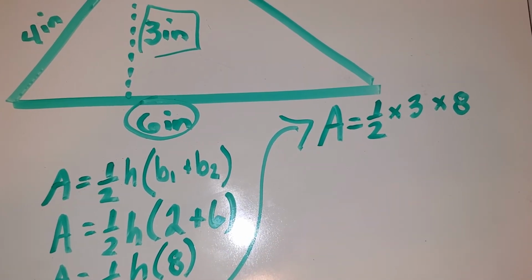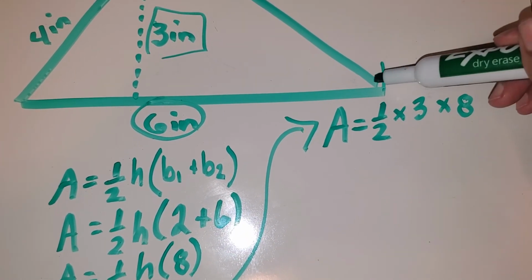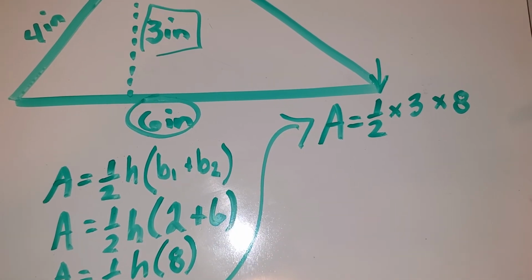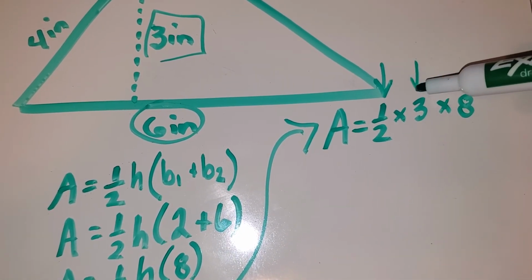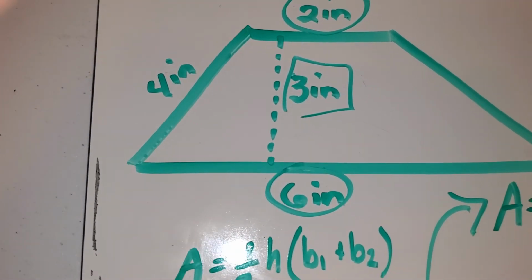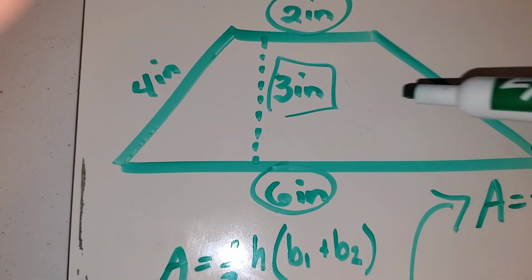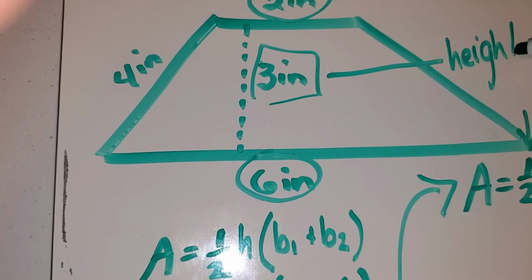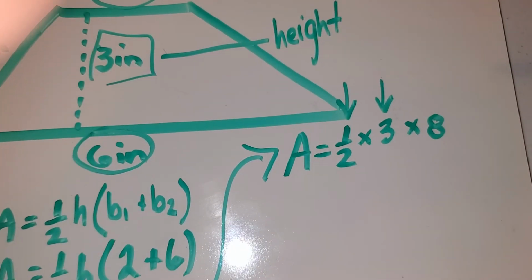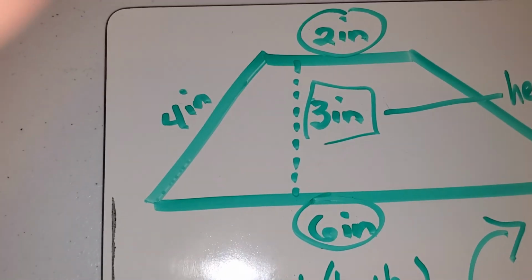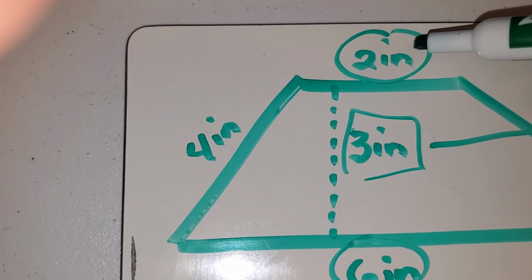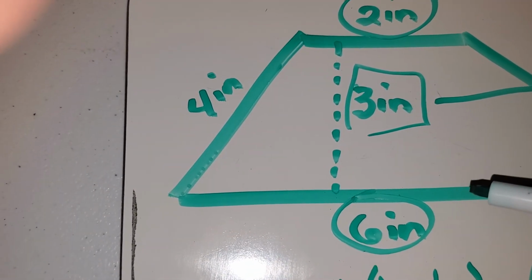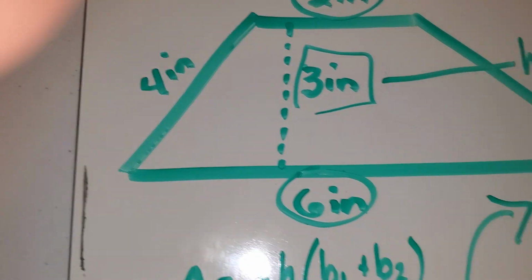Where did I get those numbers from? Just to recap, 1/2, that's part of the formula. 3, that's how tall my shape is. That's the height. Okay? And then the 8 is the fun part. That's my top base and my bottom base added together.